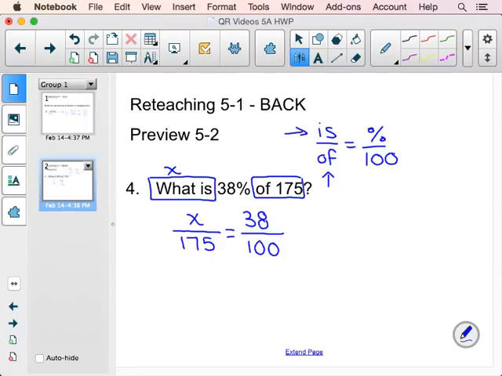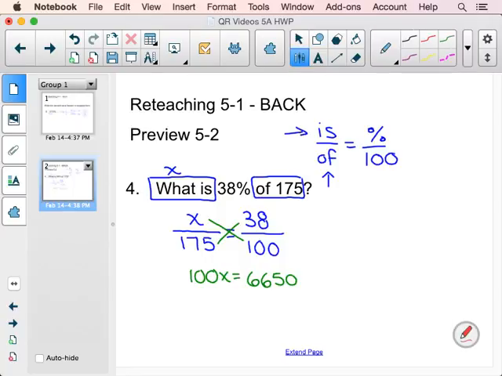So now that we've set up our proportion, we can cross multiply, and we're going to do 175 times 38. That's going to give us 6,650, and that's equal to our other cross product, which is 100 times x. So make sure you put an equal sign in here. Then we want to solve that.